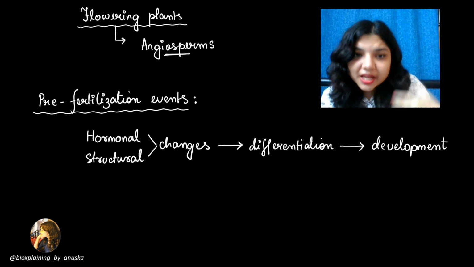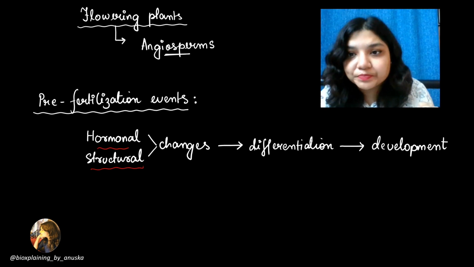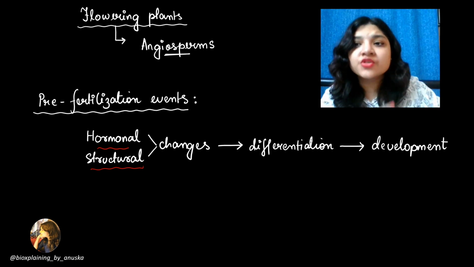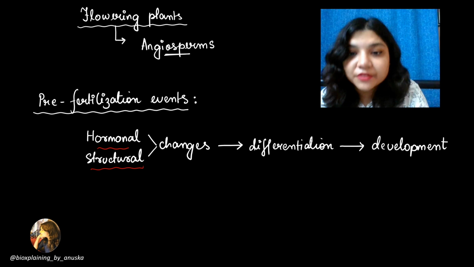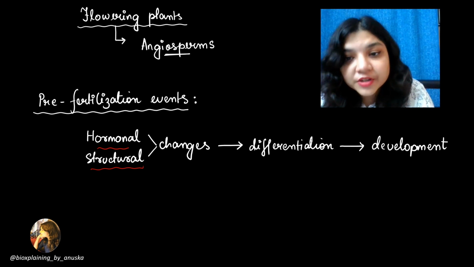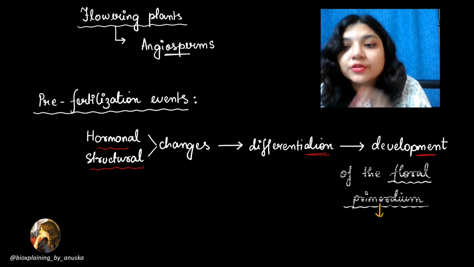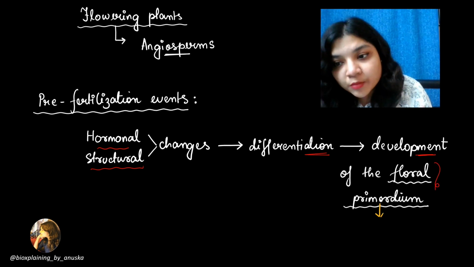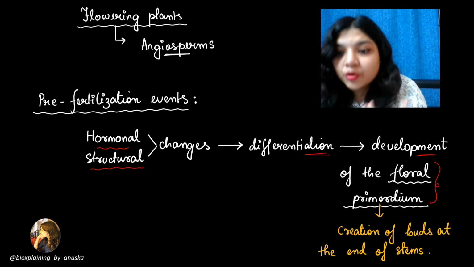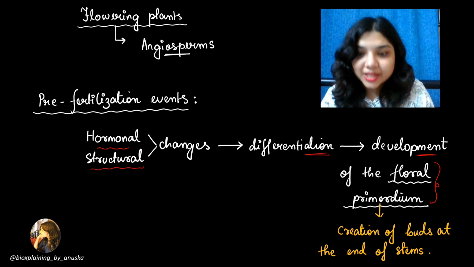There are various kinds of hormonal changes. There are various kinds of structural changes that occur. These hormonal and structural changes are initiated, which lead to differentiation. And once differentiation happens, it further leads to development of the floral primordium. So what is this floral primordium? This floral primordium means that there are buds created at the end of the stems.